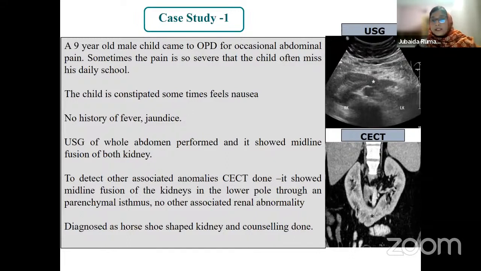So as a routine investigation, an ultrasonogram of the whole abdomen was performed, and we see there is a fusion of both kidneys. This star is marking the isthmus. So for further diagnosis, we counseled the parents and did a contrast-enhanced CT scan, and it showed midline fusion of both kidneys in the lower pole through a parenchymal isthmus, and there is no other renal abnormality. So this patient was diagnosed as horseshoe-shaped kidney, and the child is on follow-up.